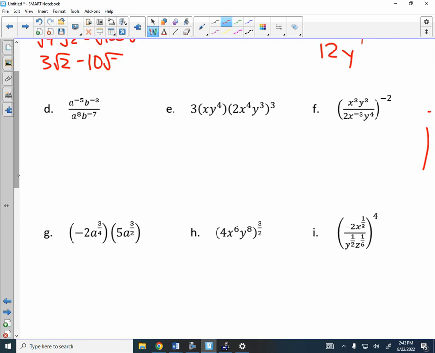He said when you're dividing, you subtract. So a to the negative 5 and a to the 8th. So negative 5 minus 8 is negative 13. Agreed? And then he has b to the negative 3rd and b to the negative 7. So negative 3 minus negative 7 is positive 4. So that means the a to the 13 will drop to the denominator and the b to the 4th will stay in the numerator. Now, many people move them ahead of time.